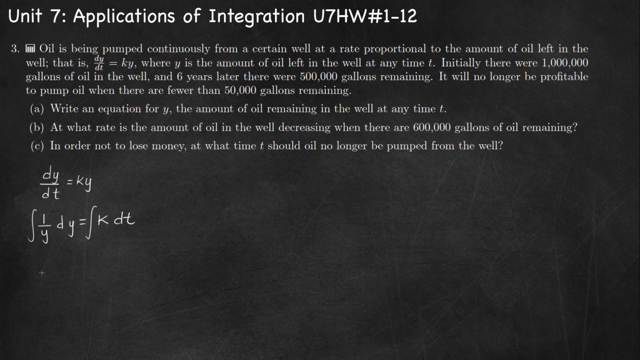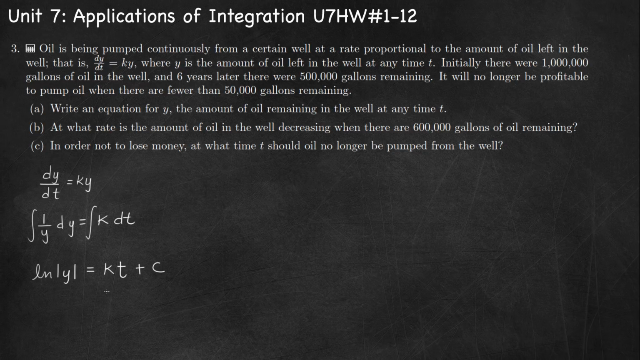The integral of 1 over y dy is natural log absolute value y plus c, but I'm going to save the plus c for the other side. On the right, the integral of k dt, this is just a constant. When you integrate a constant, you get that same constant times your variable. We're integrating with respect to t, so it'd be kt plus our constant c. This is my general solution, although it has not yet been solved for y.